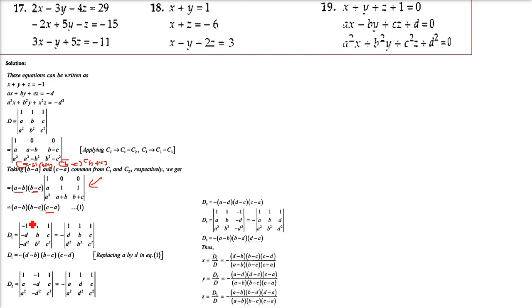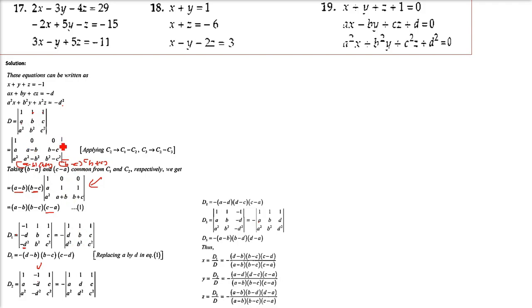Now when you try to find out D1, the first column will be replaced by negative 1, negative d square. D2, the second column has to be replaced by minus 1, minus d square. For D3, you have to replace the third column by minus 1, minus d square, what was actually in D. Right? So when you just solve it, first you have to replace A by D, and all of these you have to take negative outside. So for D1 you have to replace A by D.